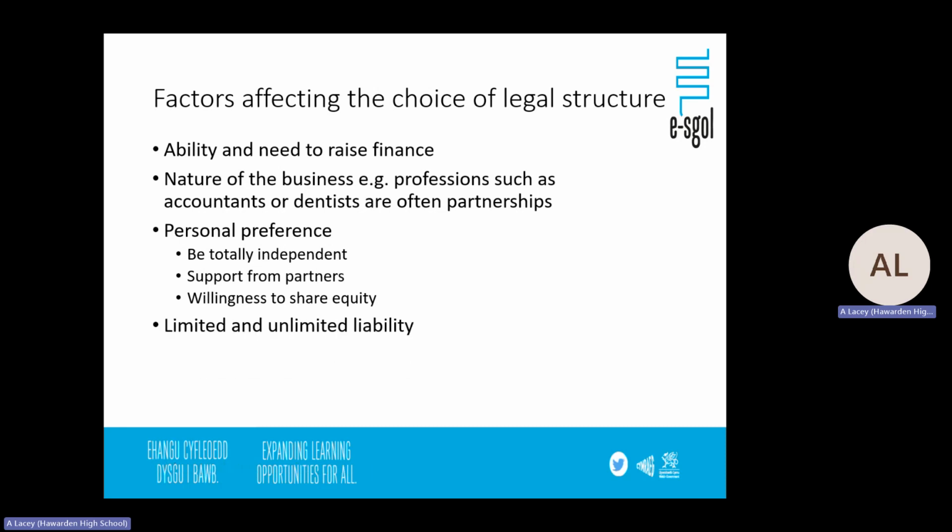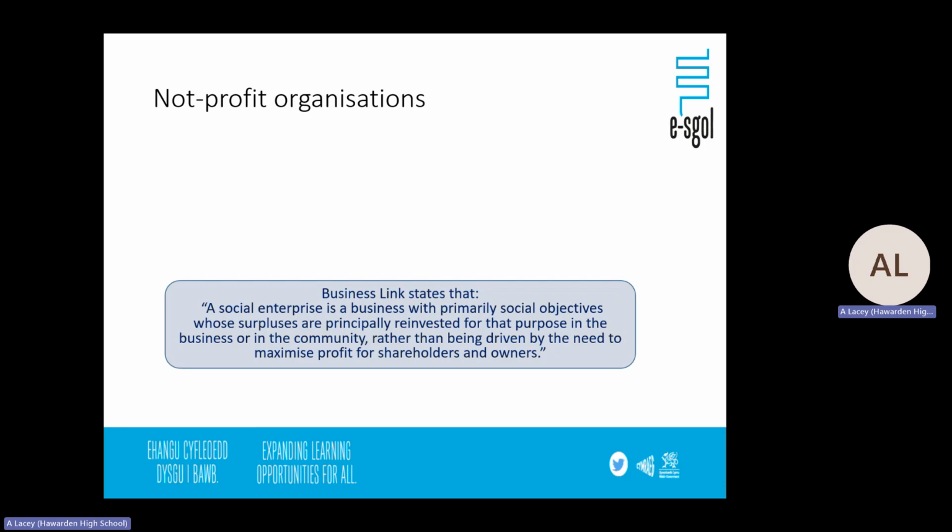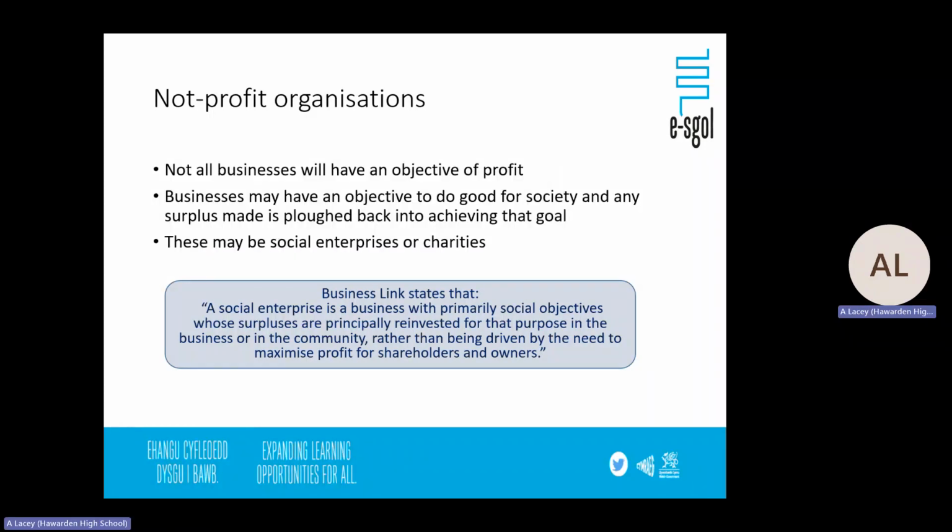Whether you want limited or unlimited liability, and the size of the business, will also affect the legal structure. Looking at non-profit organisations, not all businesses have an objective of profit. Some have an objective to do good for society, and any surplus made is ploughed back into achieving that goal. This could be a social enterprise, or it could be a charity.